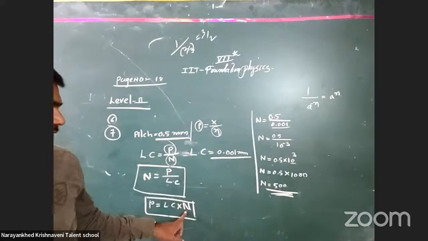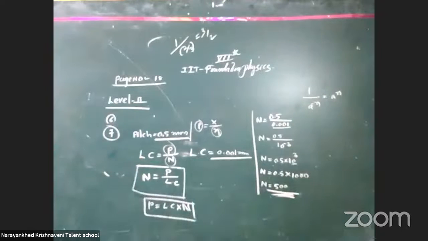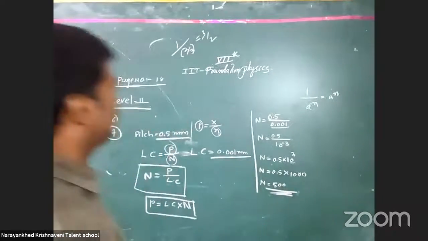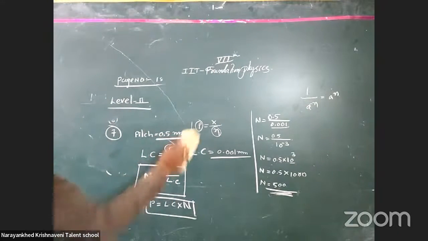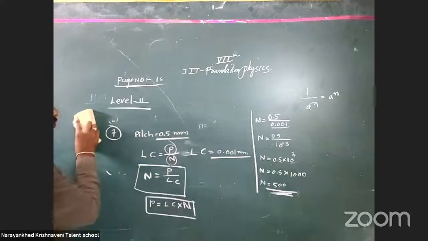Find the number of head scale divisions. It is equal to how much? It is 500. Yeah, I hope you completed. Next, we go to the next concept.